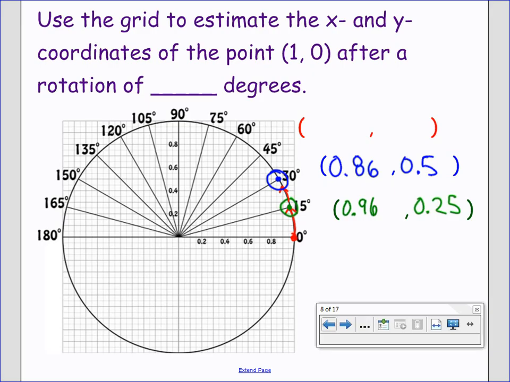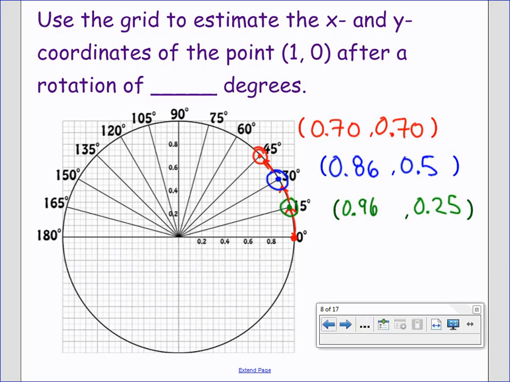And let's go 45 degrees. Last one together, you guys. Here we are. We just spun 45 degrees. Estimate the x-coordinate. About 0.7? All right. And the y-coordinate? Also about 0.7, yeah? About 0.7? Again, just an estimate.